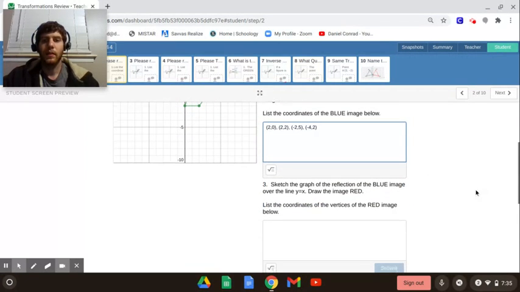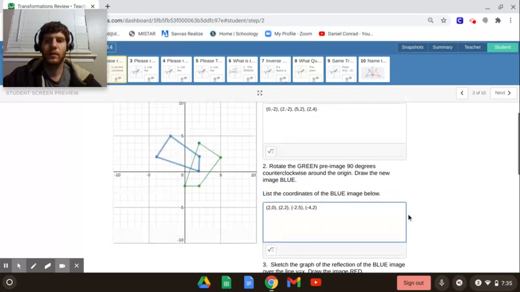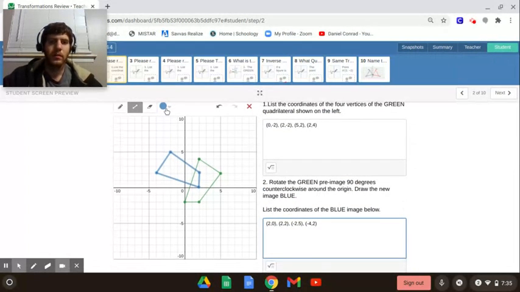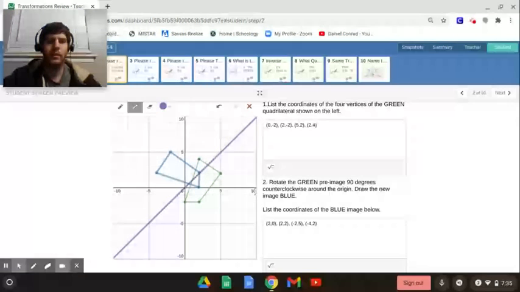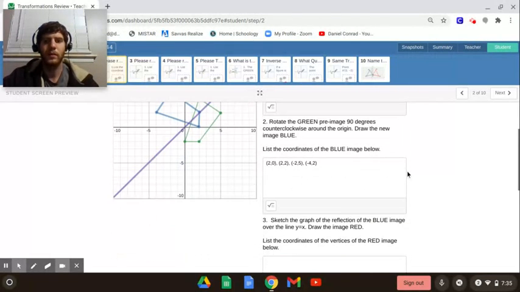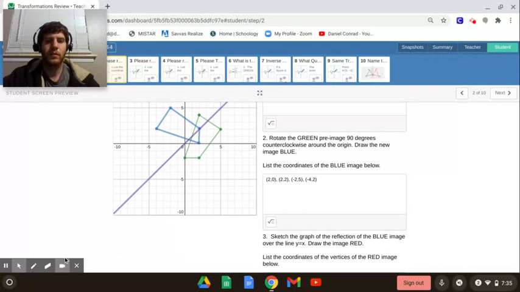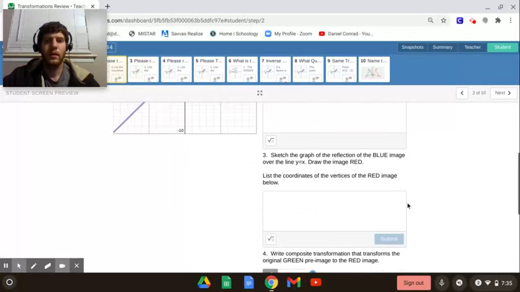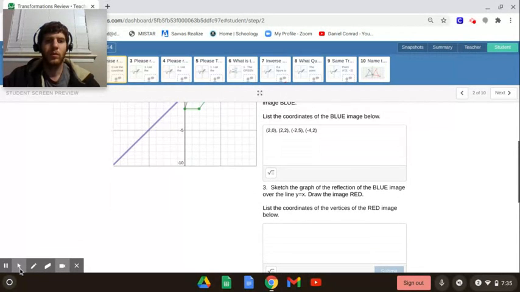Okay, the next step is to sketch the graph of the reflection of the blue image over the line y equals x. So I'm going to draw in the line y equals x in purple here so we can see it. So that's the line with a slope of 1 and a y-intercept of 0. So that purple line there, we're going to reflect the blue one over it. Okay, we have a rule for reflecting over the line y equals x. And that rule is to simply switch the coordinates.